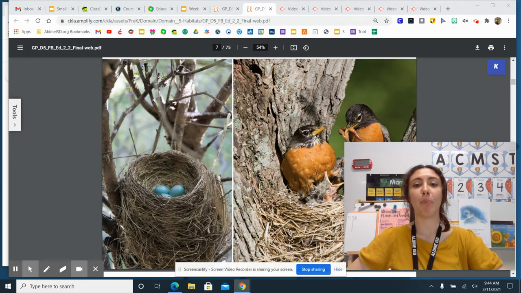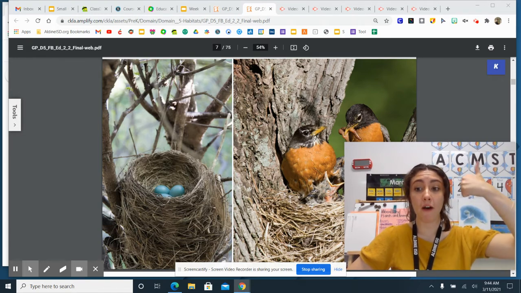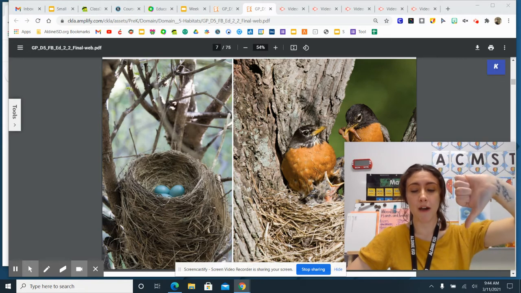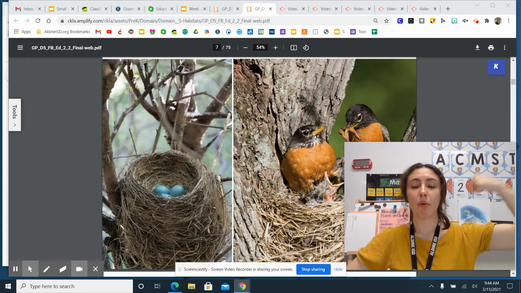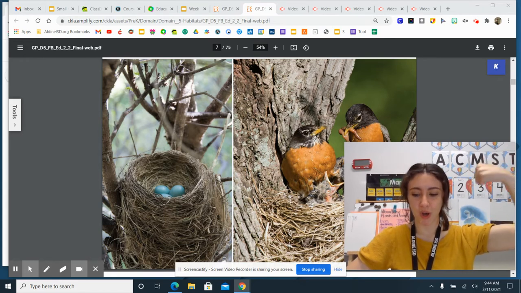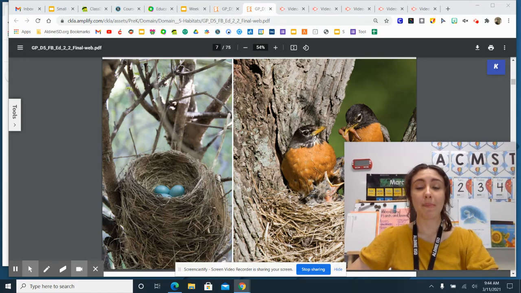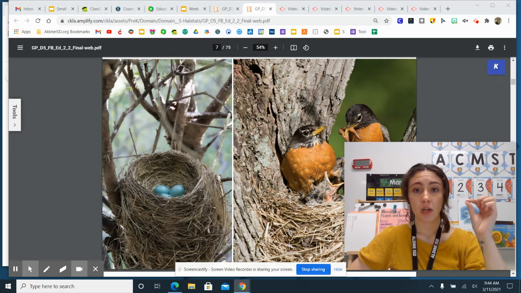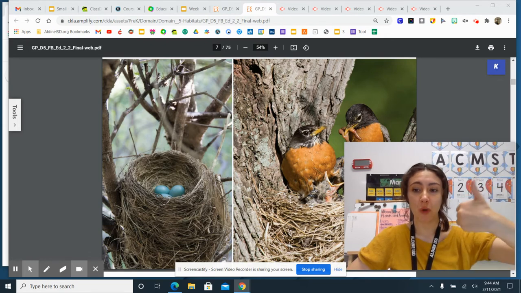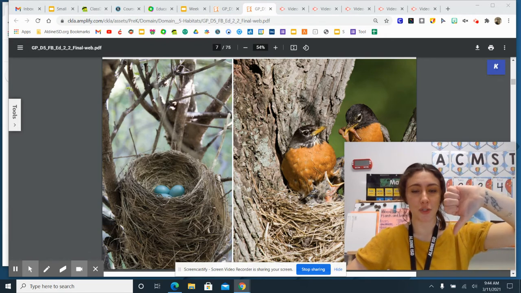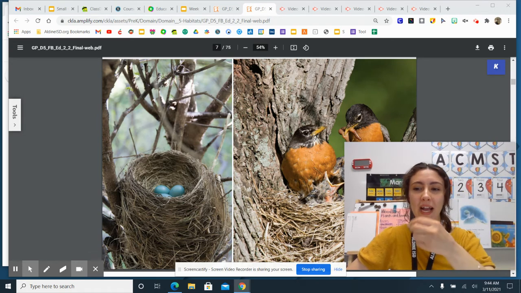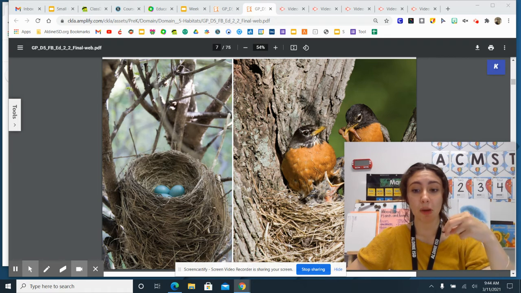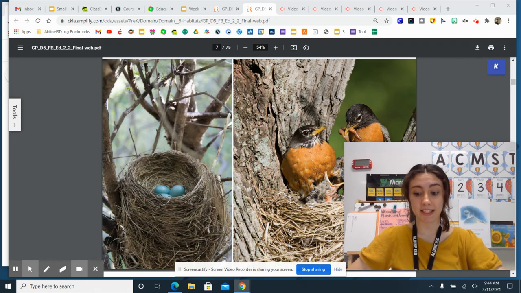What about a ball, like a bowling ball? Is a bowling ball fragile or not fragile? It is not fragile. A bowling ball is strong and sturdy. What about the tip of a pencil whenever you're writing? Is that fragile or not fragile? The tip of a pencil is fragile. Whenever we're writing, the tip of our pencil can break very easily.